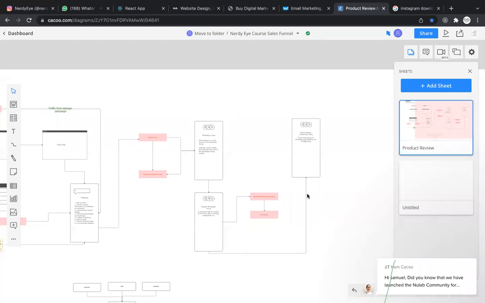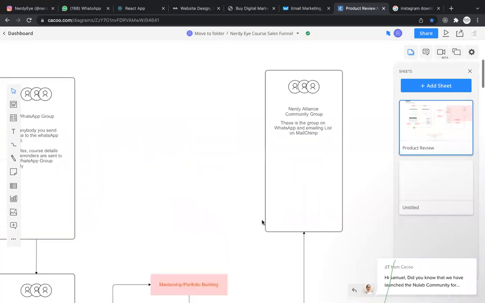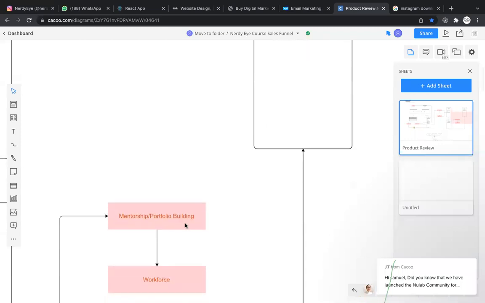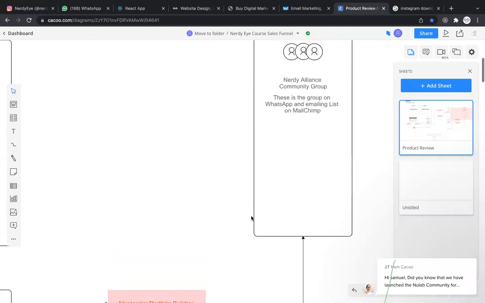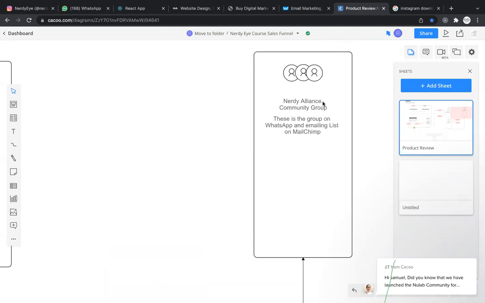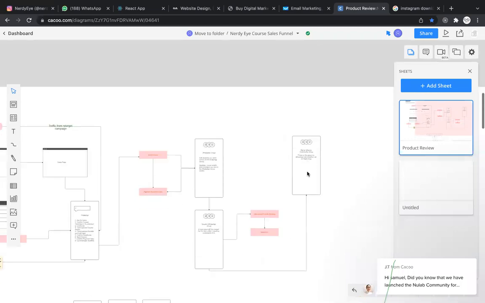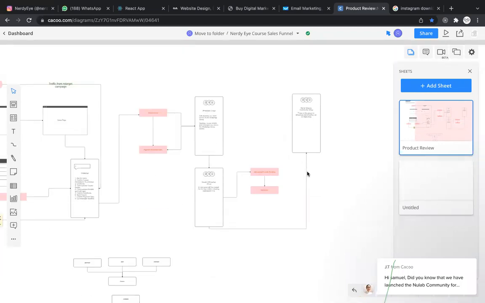So once we do that, the next thing is that they now join. Once they start taking a class with us, they join our class and the steps. After they start taking a class, we will ask them to join our NEDI Alliance community group. This is the group on WhatsApp and the email list on MailChimp. Now we're using GetResponse. And that is that about the funnel. This is just a drafted sales funnel.